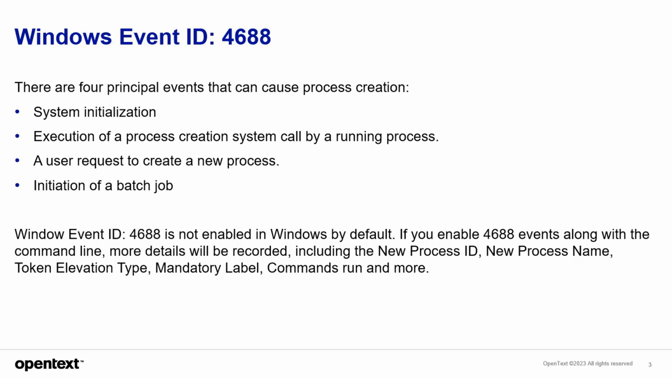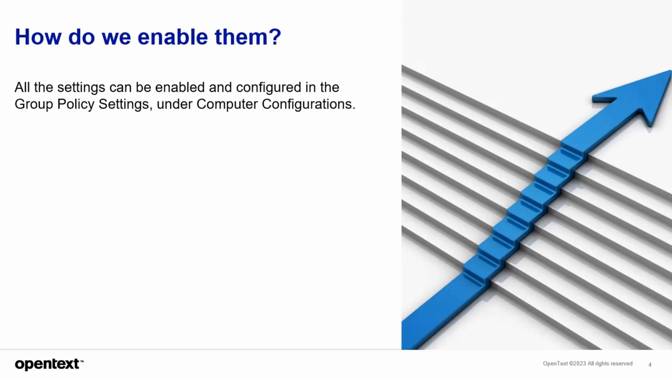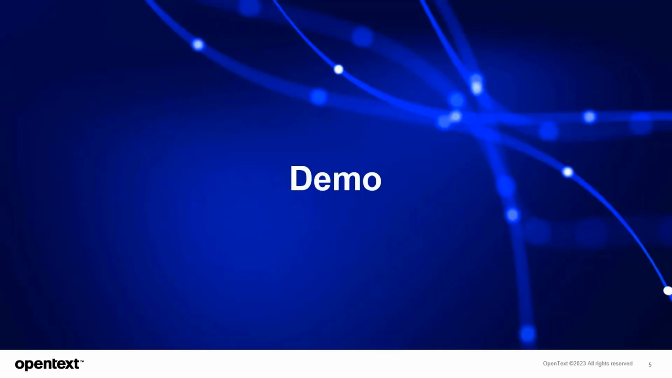If you enable 4688 events, along with the command line, more details will be recorded, including the new process ID, new process name, token elevation type, mandatory labels, commands that were run, and more. So how do we enable them? All the settings can be enabled and configured in the group policy settings under computer configurations. Let me show a quick demo on how to enable them.